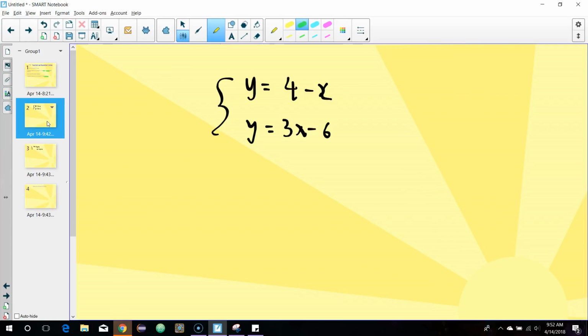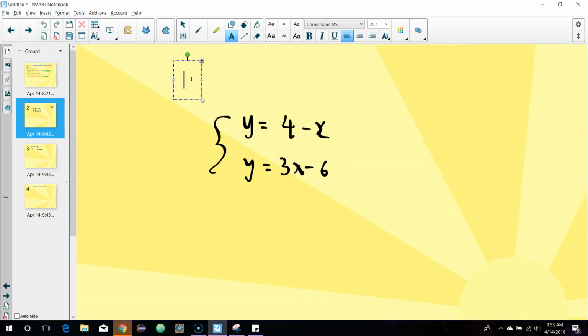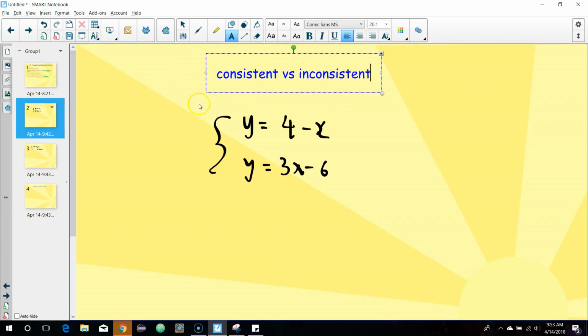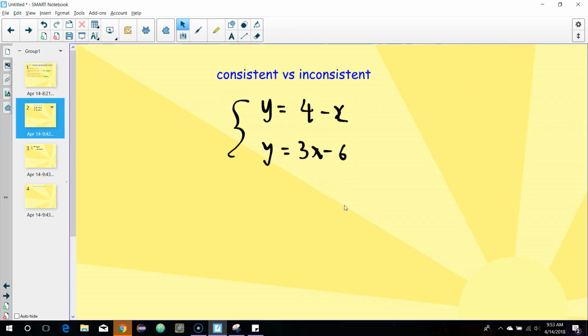For example, I have a system over here. This time we are not solving it just yet. Well, we are going to solve it, of course, but basically we want to see if it's consistent or inconsistent. Basically we're asking whether we have a solution or not. There's an easy way and a difficult way. Let's talk about the easy way first.